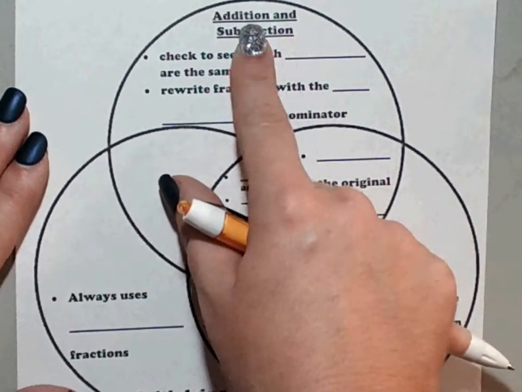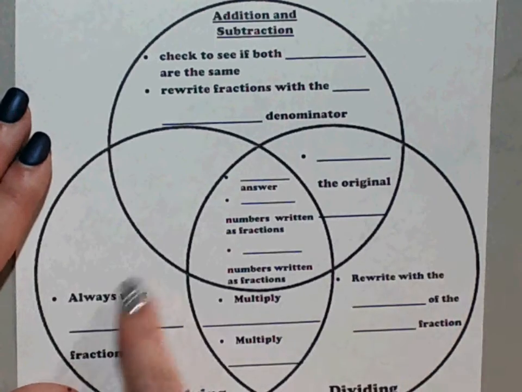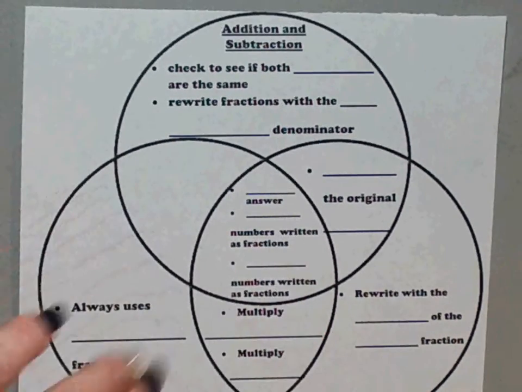What do I do when I add and subtract? What do I do when I divide? What do I do when I multiply? What am I doing whenever I do all three?